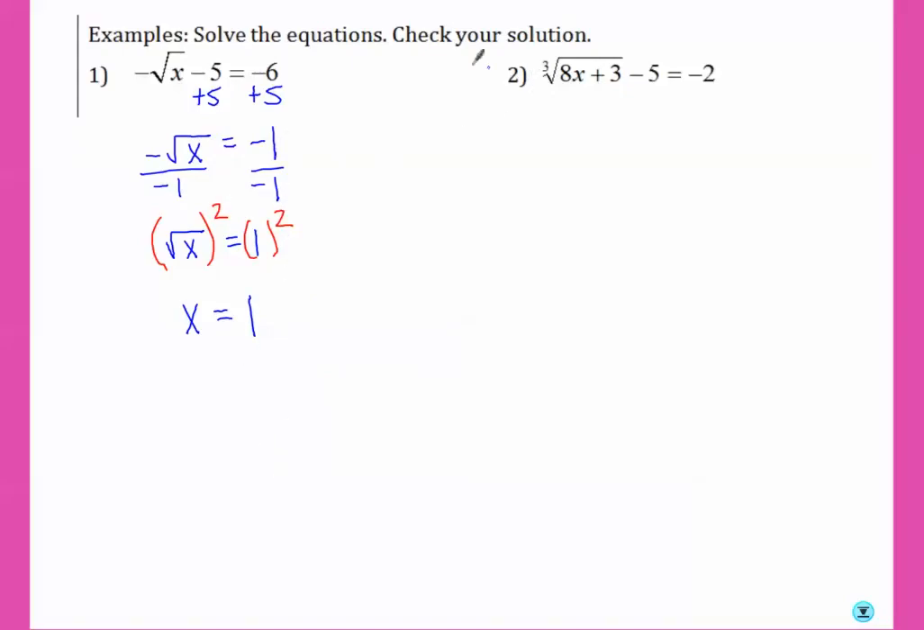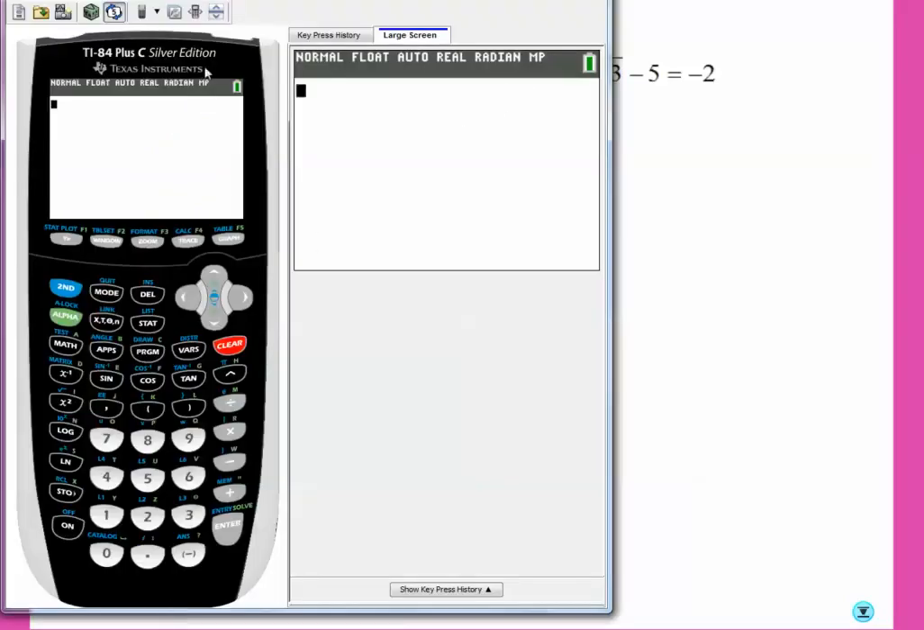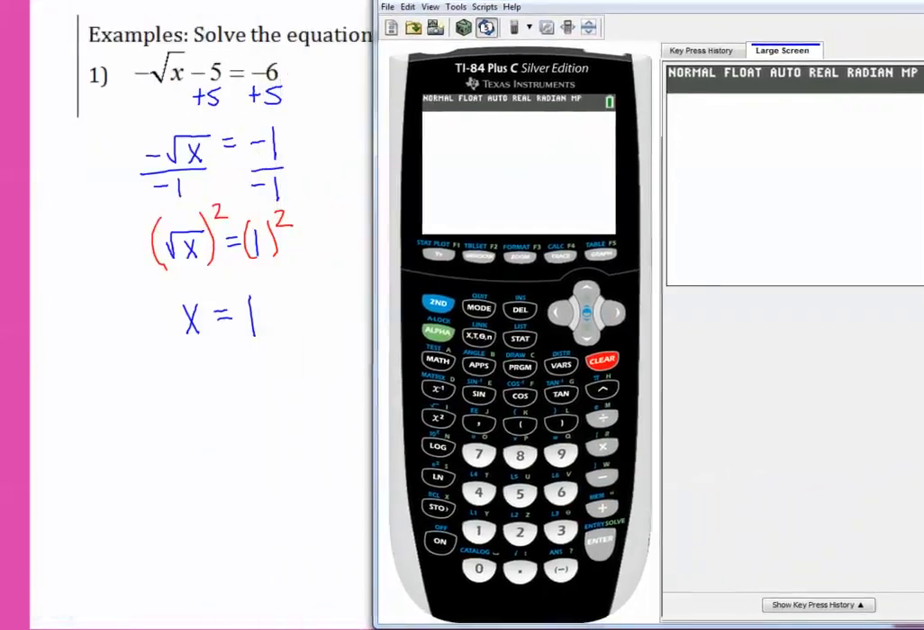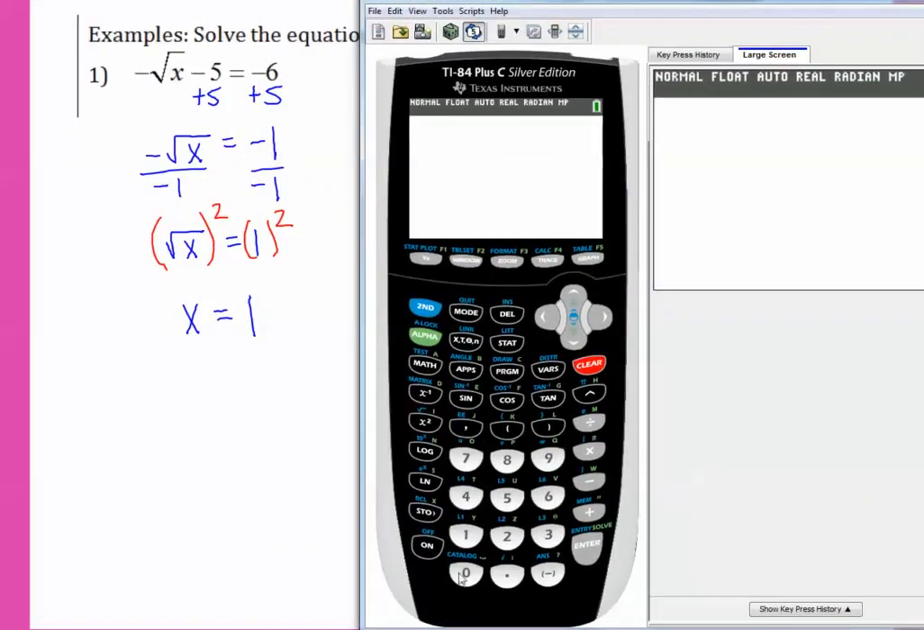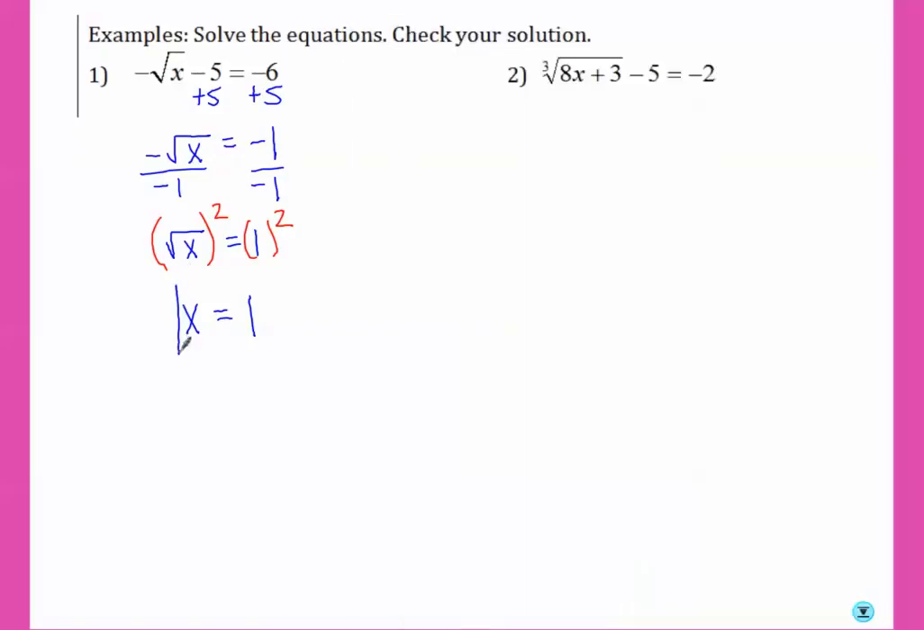Now we're solving, so we need to make sure that we check our solutions. Let's review how to do this on the calculator. We're going to take our answer and store it for x, and then we're going to type in the problem and see if it gives us negative 6. So negative square root of x. Make sure you arrow out of the radical because the radical stops before the negative 5. Minus 5, and we got negative 6, so we know our answer is correct.